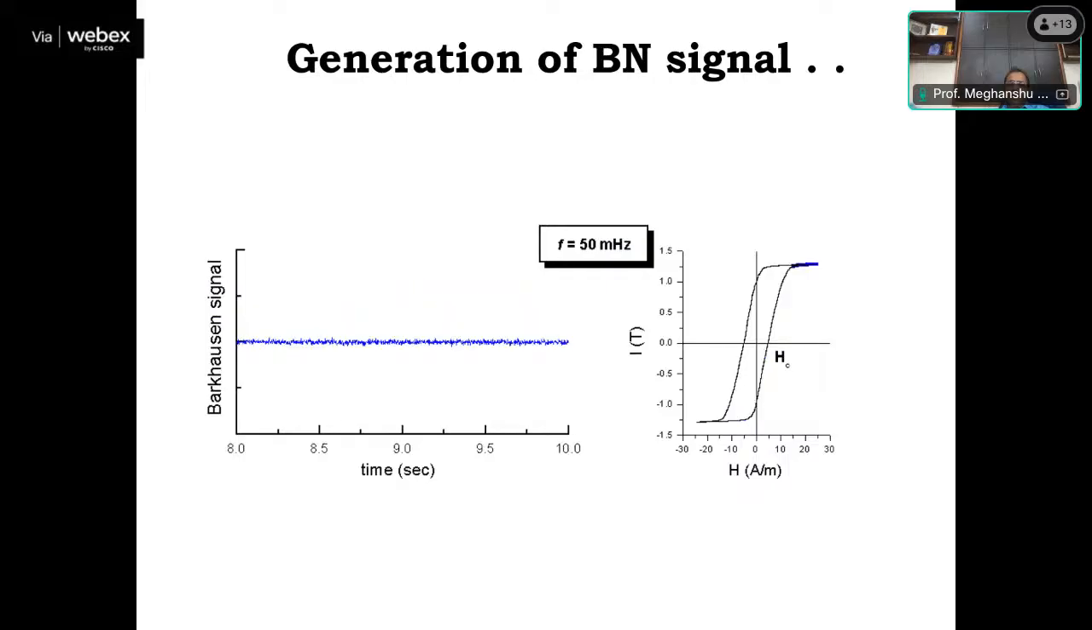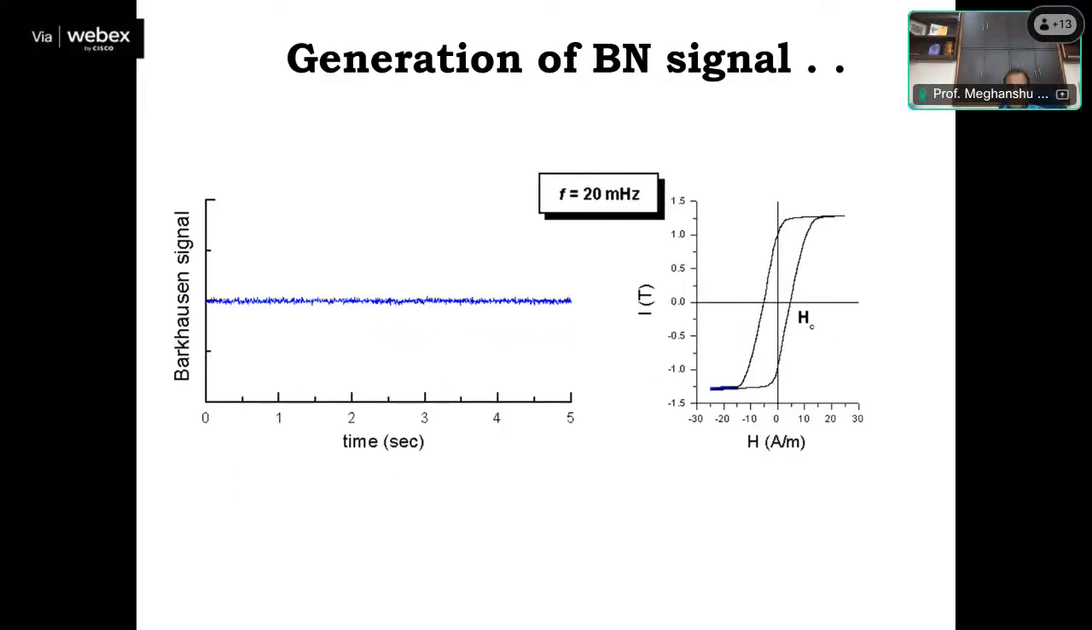Now this is applied magnetic field at 50 megahertz. So you can see the change in magnetic field and hysteresis loop generation. And this is at 20 megahertz. You can see the generation of Barkhausen noise signal and hysteresis loop formation at 20 megahertz.